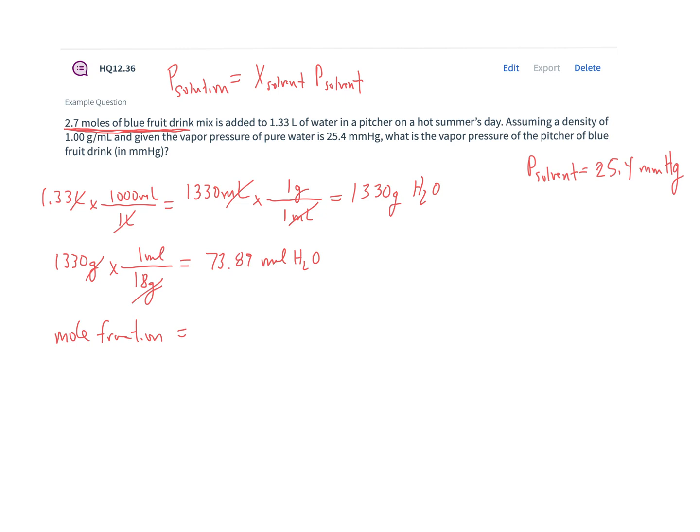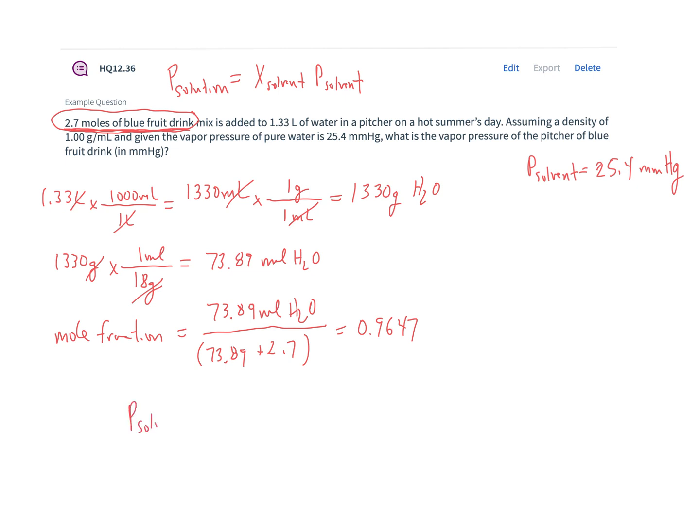I have approximately 73.89 moles of water over my total moles. My total moles are 73.89 plus the moles of my blue fruit drink mix, so plus 2.7. I get a mole fraction of approximately 0.9647. Now I can calculate the vapor pressure of my solution.